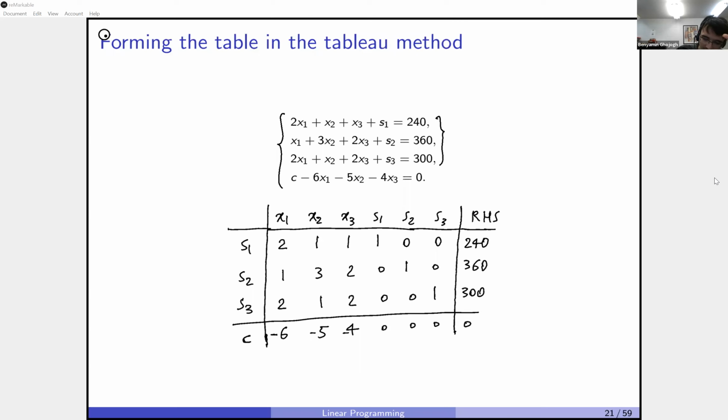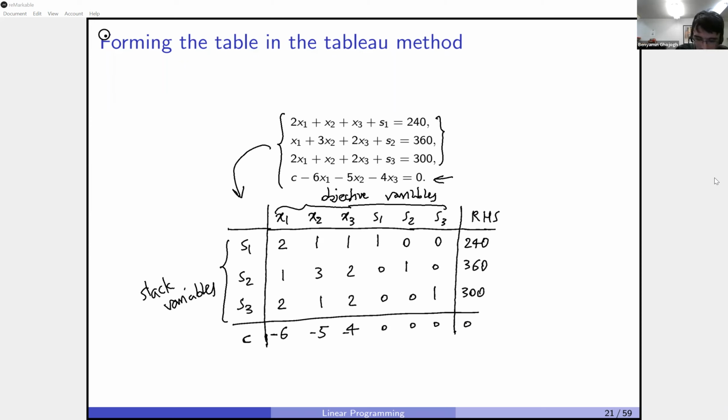So these were the inequalities, and this was the cost. Let's write this as a table. How? In this way. We write the slack variables here, and all the objective variables here. The order doesn't matter, but whatever order you choose, you should stick to it until the end because we'll have multiple steps. And then the cost we write here.